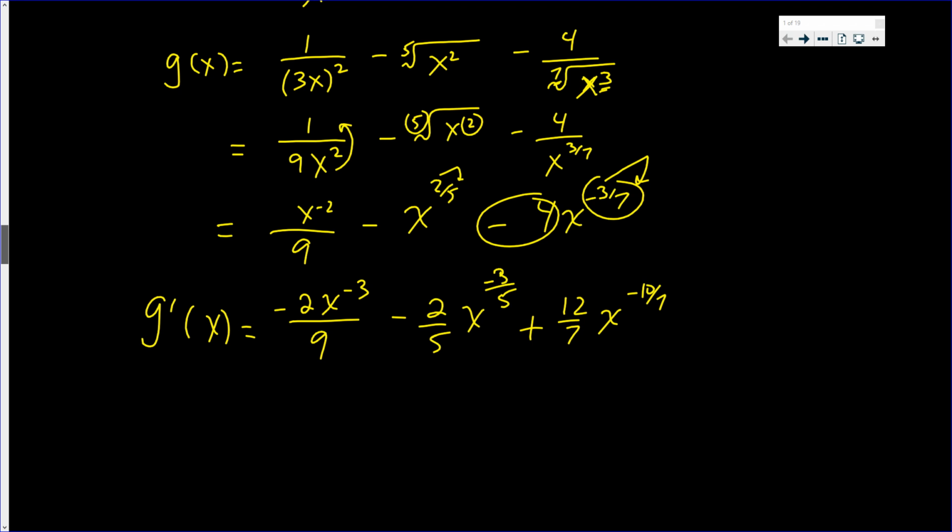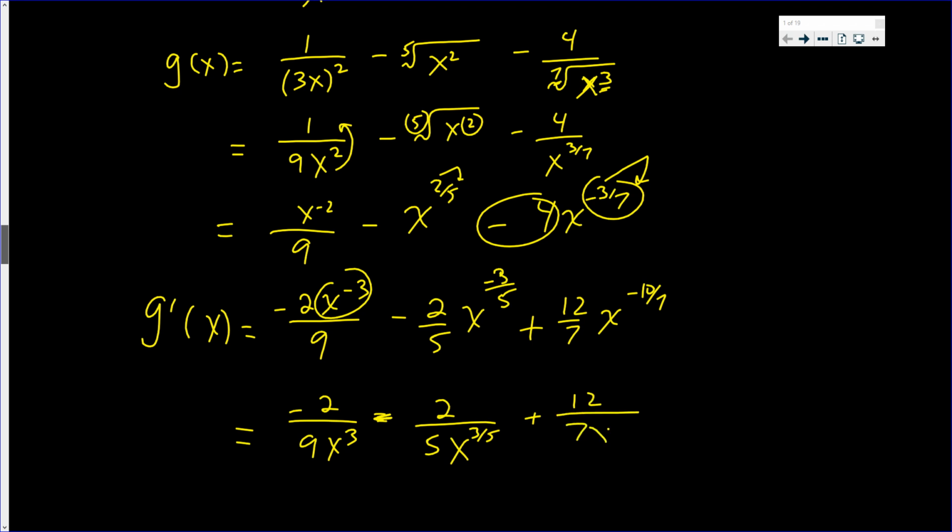Okay, that was the calculus. Bringing down the power and making the new power 1 less. Now, some more algebra. Final answer should not have negative exponents. We can keep the negative 2 in the 9, but the x to the negative 3 crosses the division line and becomes x to the 3. Minus 2 over 5, x to the 3/5, plus 12 over 7, x to the 10 over 7.